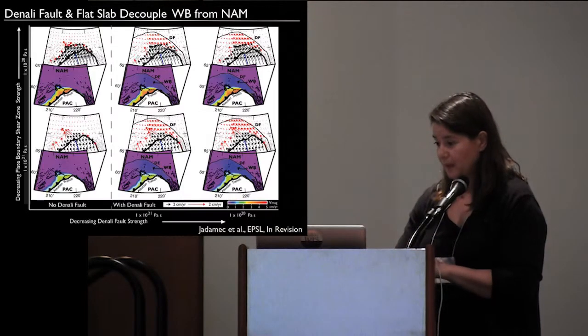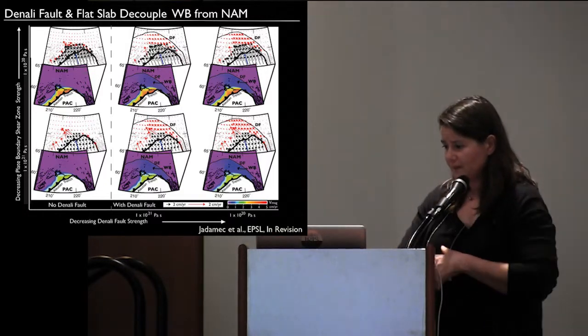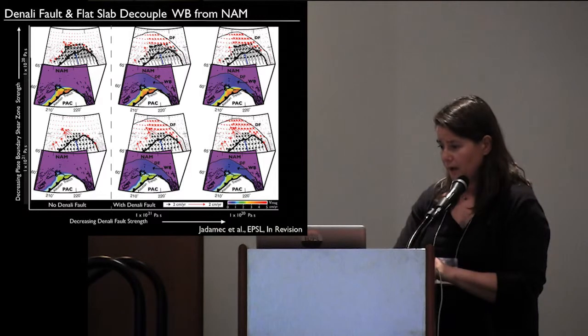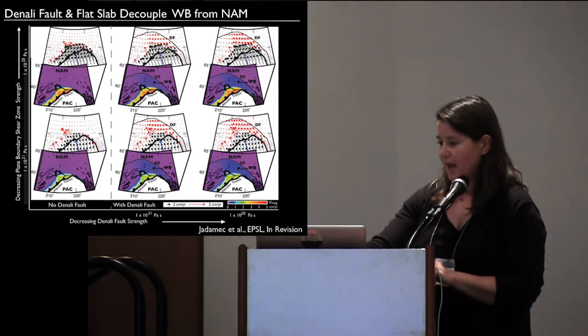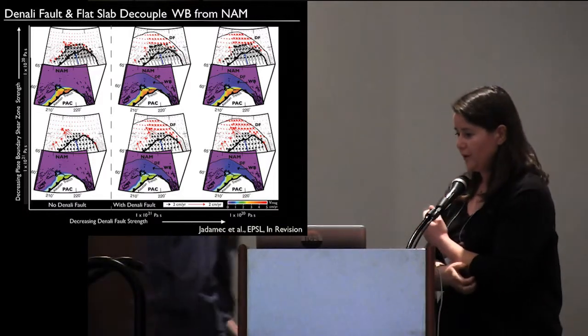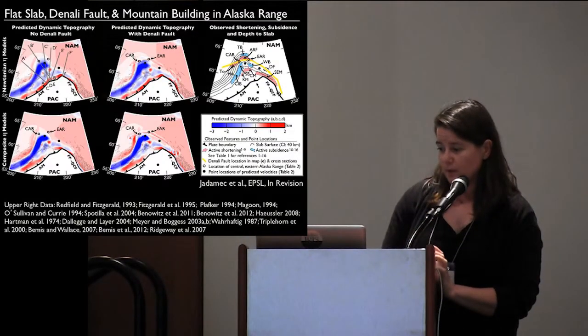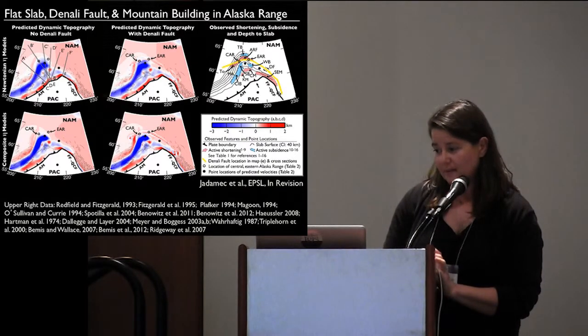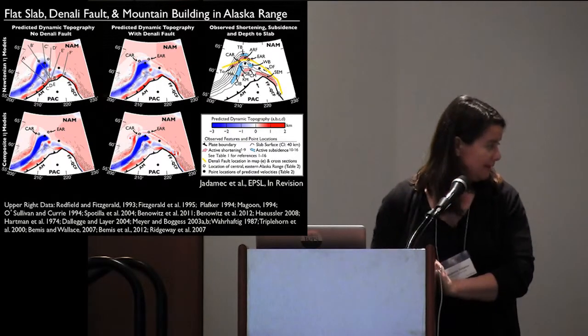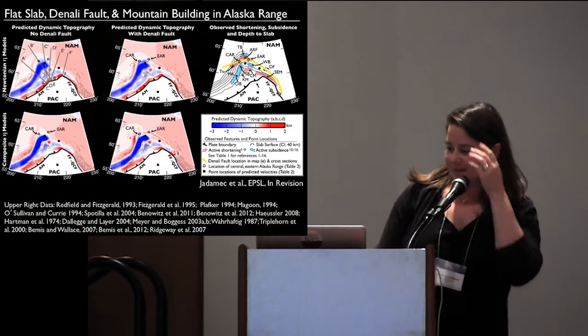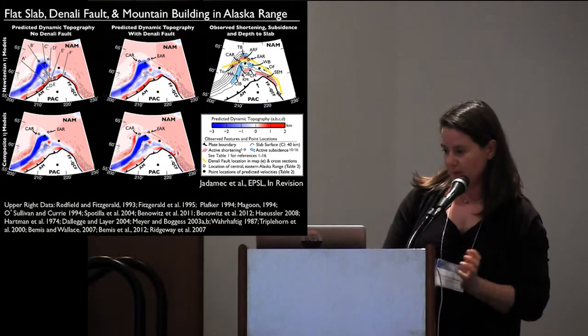So here you can see the slab geometry. This is in gray, so you can see the slab coming in. So there's this Denali fault and this Wrangell block motion, and you can see these yellows are where we have active uplift. And one of the things that we found is that we find that the flat slab, I'm out of time. A minute? Yeah. So the flat slab in Alaska, this is work that's in revision right now.